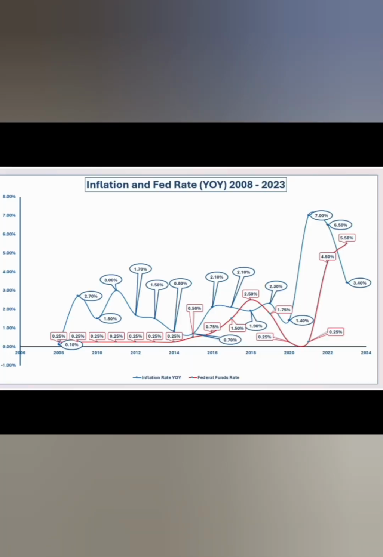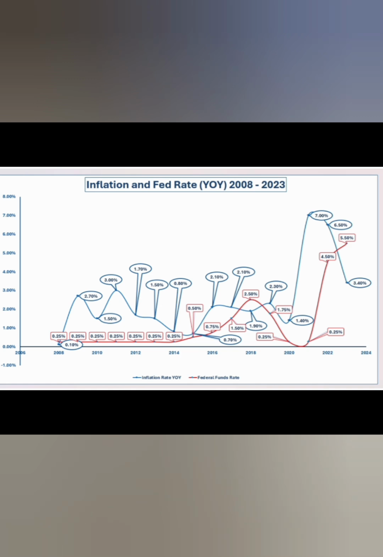The red line in the chart indicates the federal funds rate and blue line in the chart indicates the inflation rate. So from this chart, from the year 2008 to 2014, the Fed rate remains unchanged at 0.25%, whereas the inflation rate was volatile.